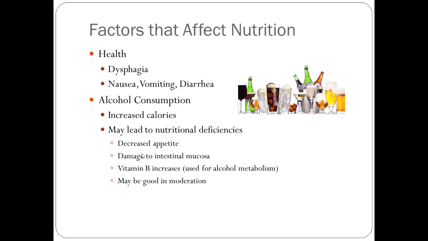Alcoholics have a need for increased calories. They may have a lot of nutritional deficiencies. They don't have an appetite. Their intestinal mucosa is damaged, so what they do take in does not get absorbed appropriately. Their need for vitamin B increases to make up for the amount of alcohol coming into the body so that the body can metabolize that alcohol. But alcohol can be good in moderation.